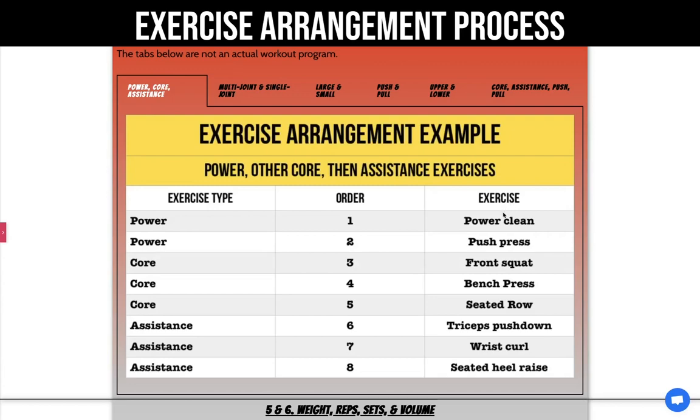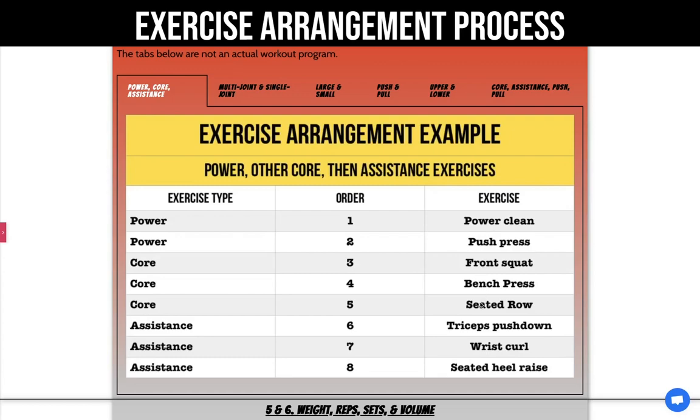Here's an exercise example. On this side, you have power clean, that is explosive, push press, that is explosive, so power, and those are the first two exercises that you would have in your program. After you get those out of the way, then you could focus on adding core exercises in, which would be the front squat. This is still a challenging exercise, but it's not as challenging as the explosive ones. So you can go ahead and put that in that format.